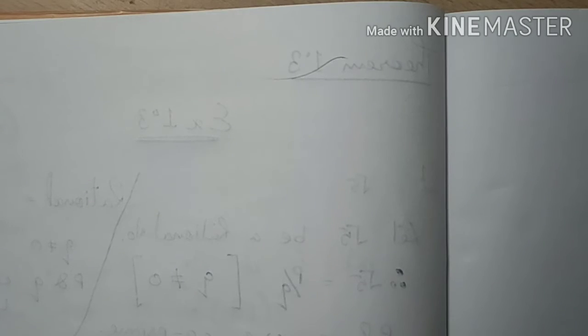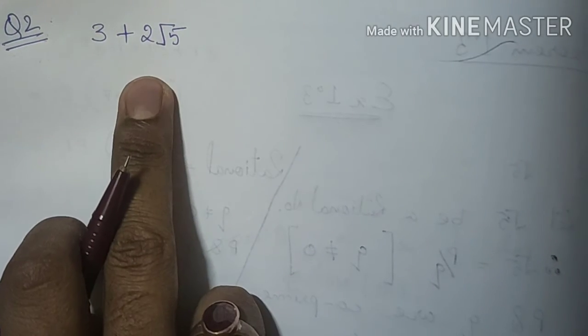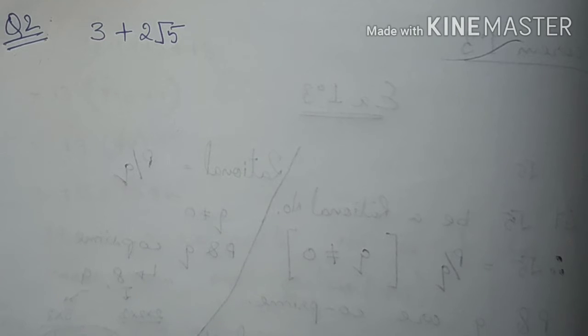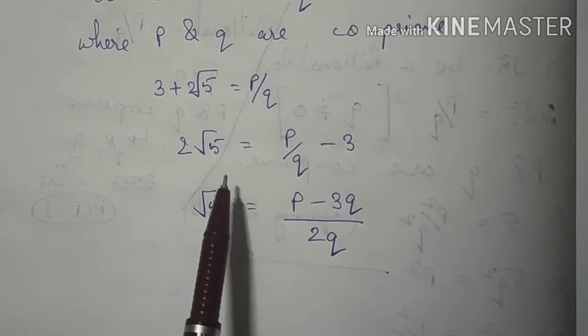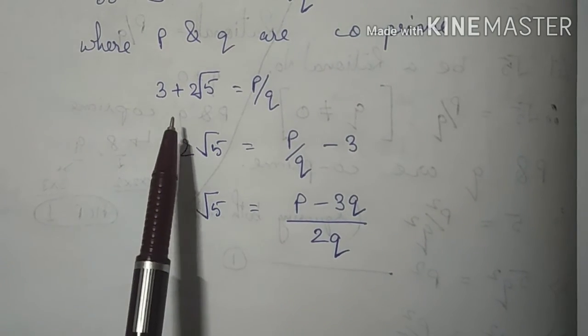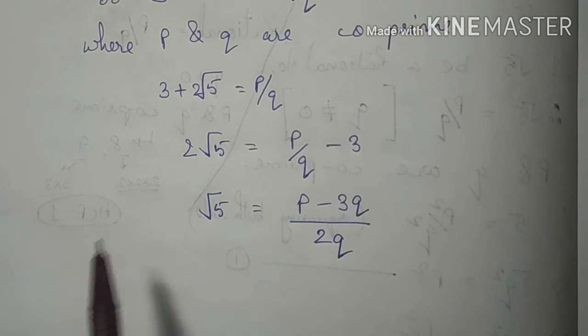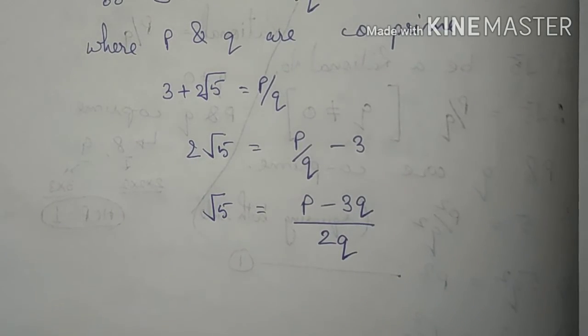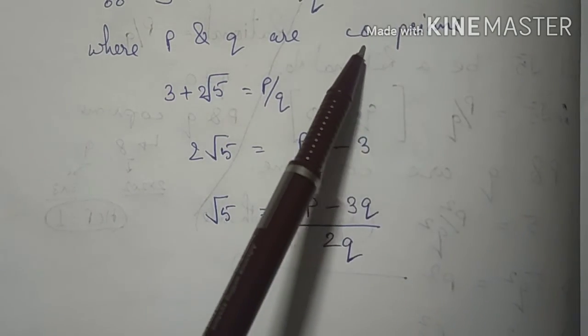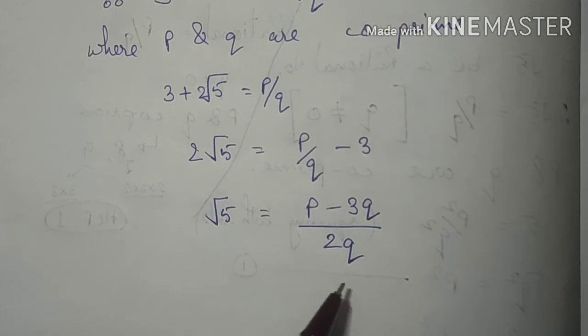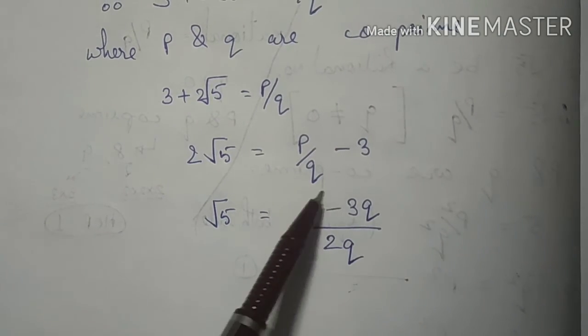Okay, now let's go to the next question. Question number 2. This time we need to prove that this number is irrational. So again we will take this number as a rational number. This is the same up to here, but in the next step we will take root 5 on one side and transpose all the rest of the terms to the other side. So we'll have root 5 equal to some term. Now we have taken that p and q are some integers which are coprime.